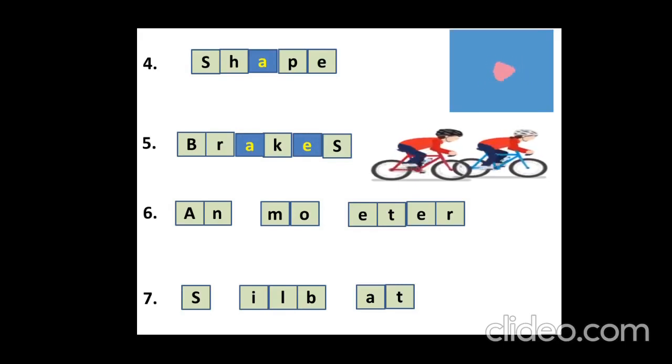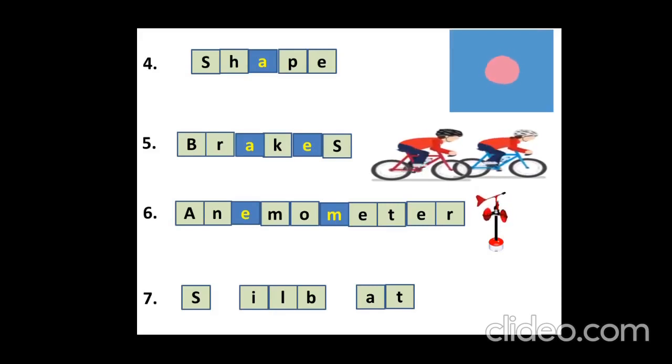Number 6. A-N blank M-O blank E-T-E-R. That's a long word, but I'm sure you all know this, right? It's from the lesson force. This instrument reminds me of something which helps me to measure the speed of wind, right? So what is the name of this machine? A-N-E-M-O-M-E-T-E-R, anemometer. So this instrument is called an anemometer, which helps in measuring the speed of wind.